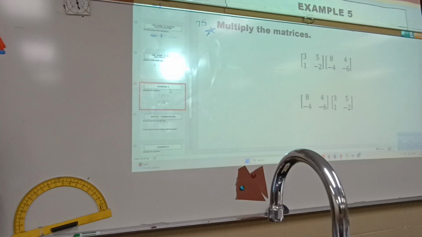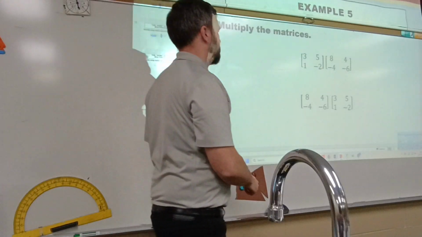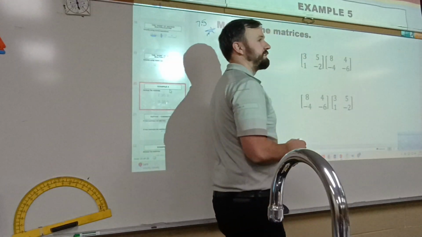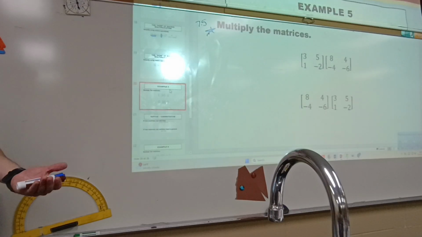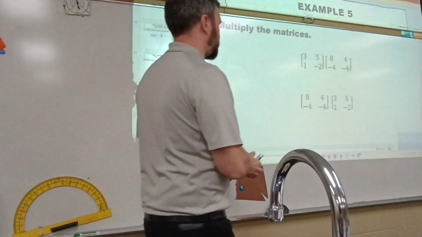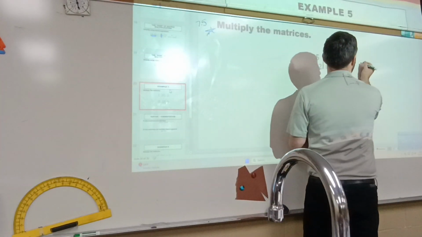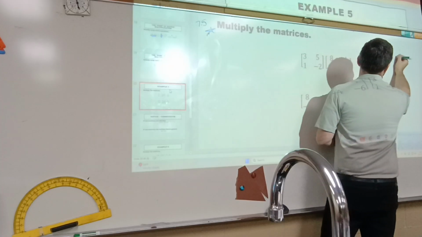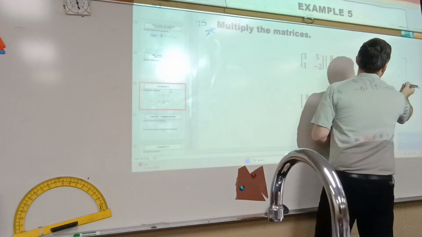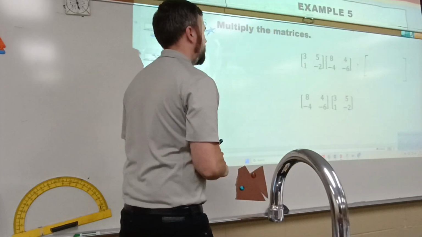All right, go to example 5. Example 5. This is the only thing that we're going to have to be able to do without a calculator. I want you to be able to do this. All right, let's do this beast.